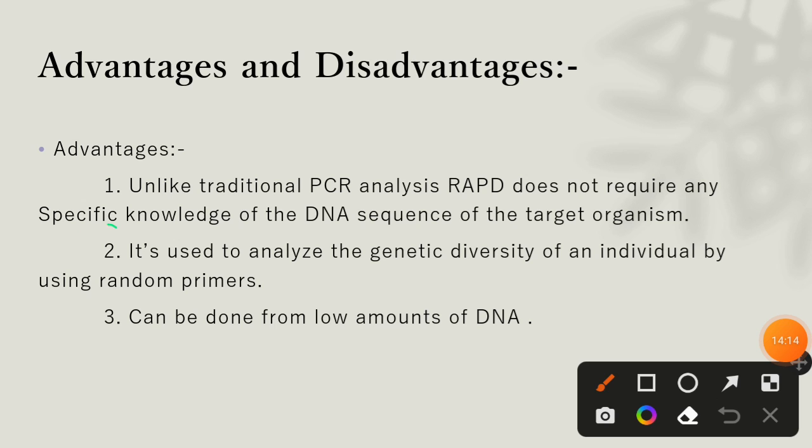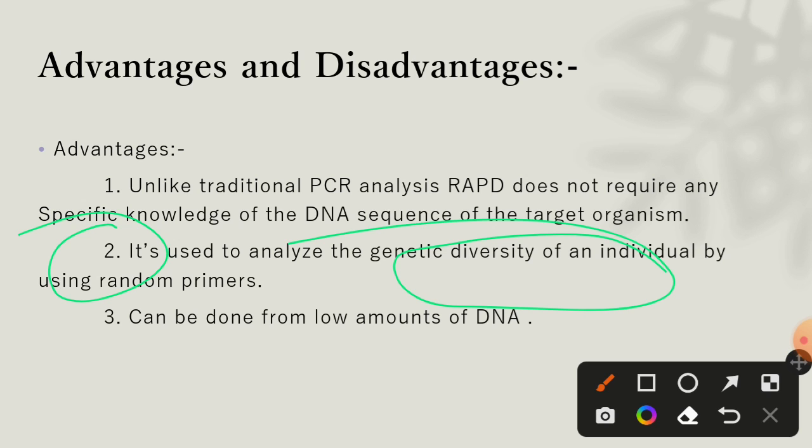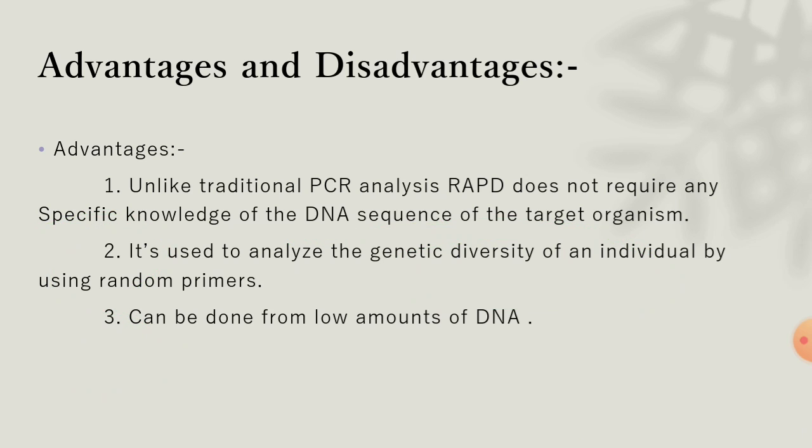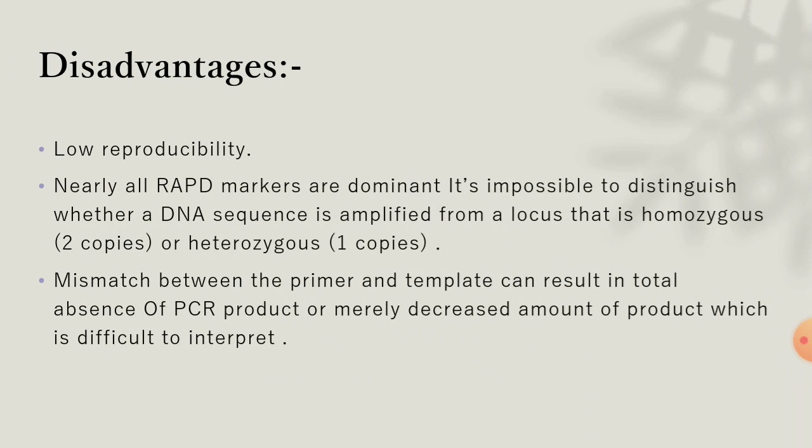And with the help of the random primers, we can analyze the genetic diversity of individuals, and it can be done in a low amount of DNA, and that is obvious, right? Because the process named PCR is involved here, so we don't need to bother about the amount of the DNA. Okay, because we can amplify it.